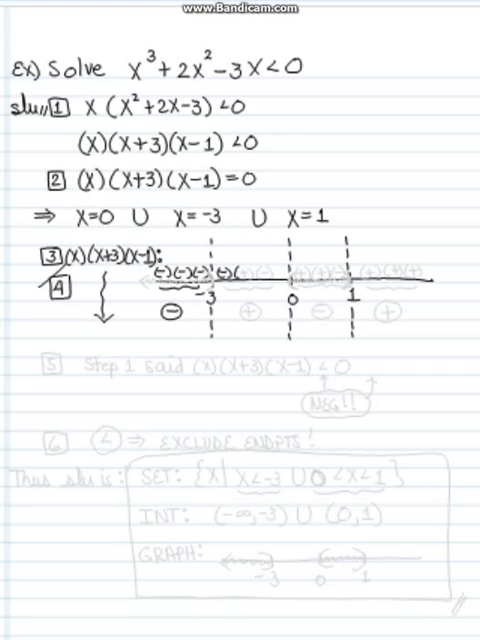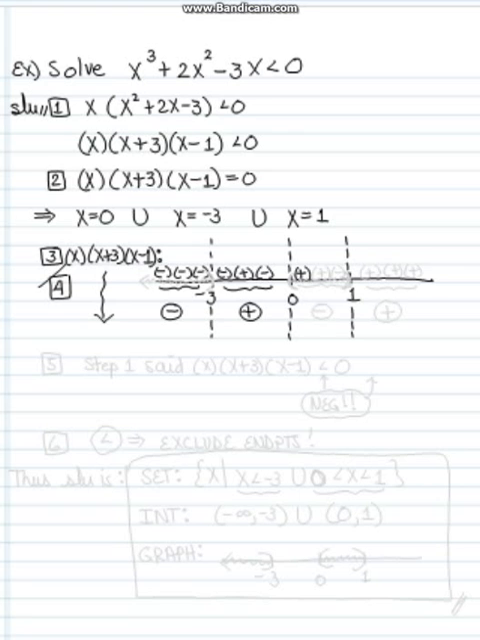Now, in the middle region between negative 3 and 0, choose any value in between those two numbers. Like, let's say, negative 1. Plug it into each of the three factors. What sign do you get? We get a negative sign for the first, a positive sign for the second, a negative sign for the third. Now, we multiply those signs together, and we get a positive result.